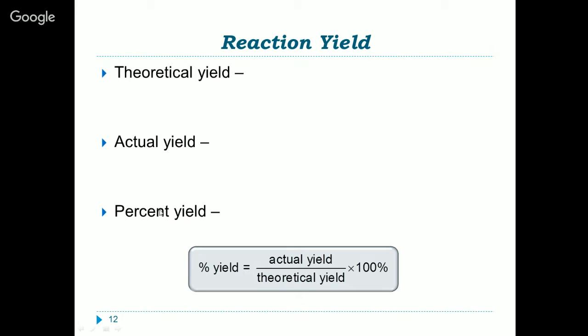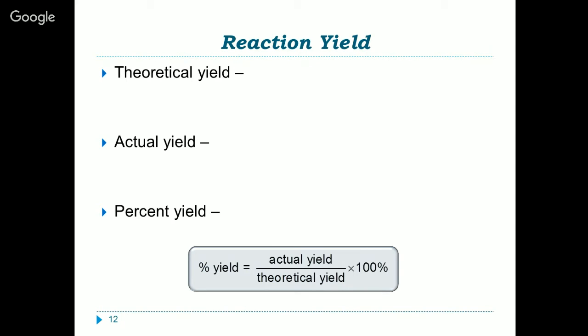Now, we have the percent yield, which shows us the ratio of these two things to each other. So you're going to take your actual yield, divide it by your theoretical yield, multiply by 100%, and that tells us effectively how efficient this reaction was. Now, we want our percent yields to be as close to 100 as possible. It cannot be more than 100%. If your percent yield was more than 100, then that would mean that you created mass in your reaction, and that's not allowed.